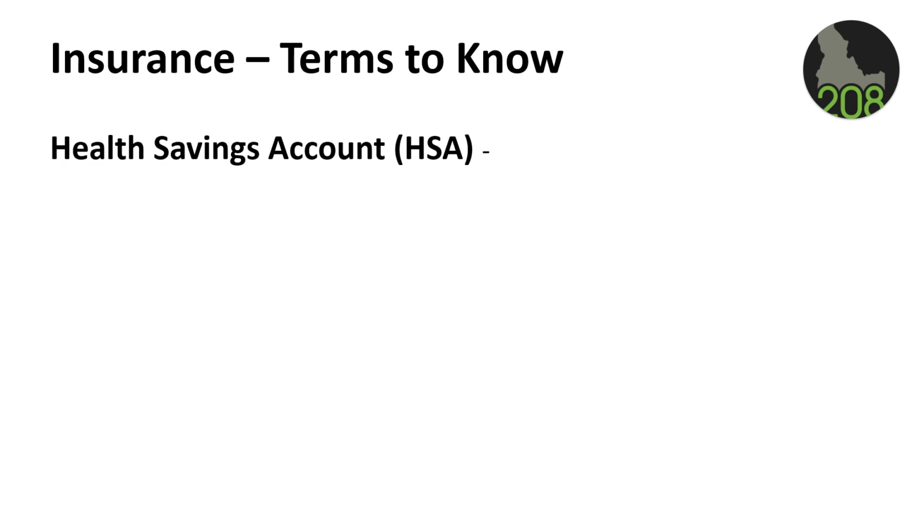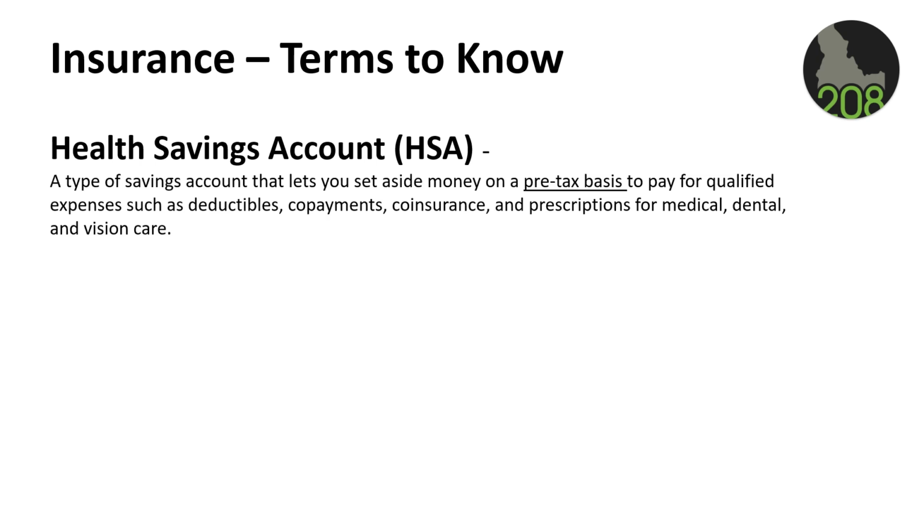You have a health savings account option with one of your plans. And the health savings account is a type of savings account that lets you set aside money on a pre-tax basis for qualified medical expenses, such as what you would pay towards co-payments, deductibles, coinsurance, prescriptions for medical, dental, and vision care.